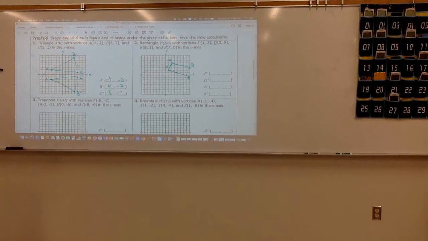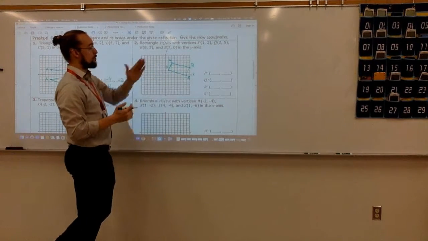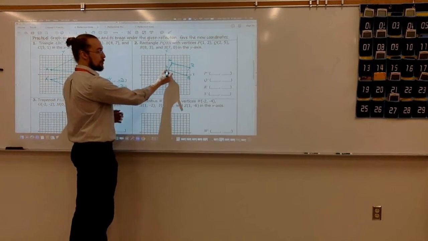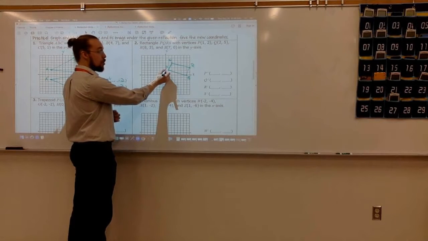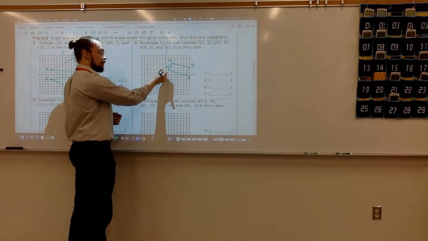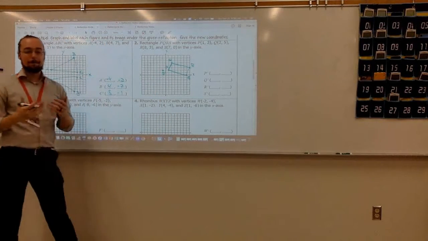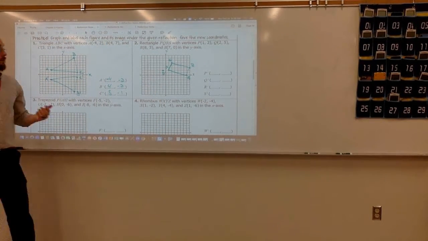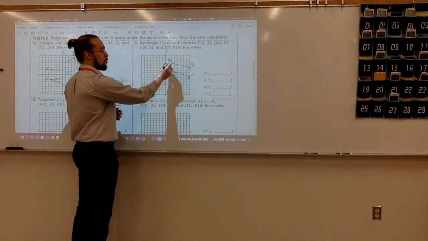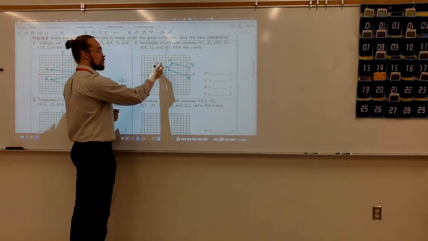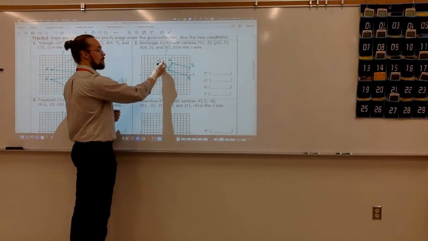So again, I just want to count the distance from each point to the line of reflection. The y-axis is my line of reflection. So we start with P. P is a distance of 1 from the y-axis. So I'm going to go a distance of 1 onto the other side. That's my P prime. Q is 1, 2 away. So I'm going to go 1, 2 to get to Q prime.